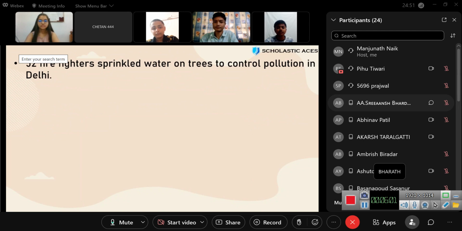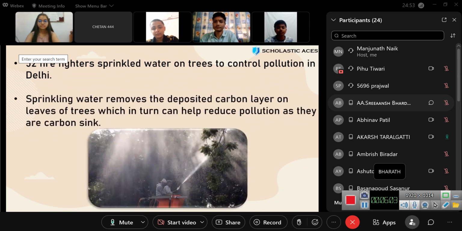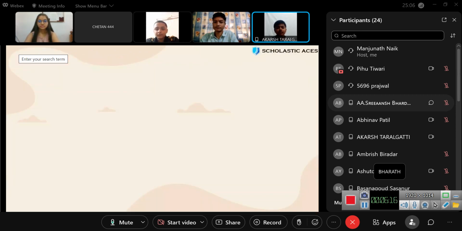52 firefighters sprinkled water on trees to control pollution in Delhi because sprinkling water removes the deposited carbon layer on leaves of the trees, which in turn can help to reduce pollution as they are carbon sinks. Now, I request Abhinav to give you a brief explanation about carbon sink.